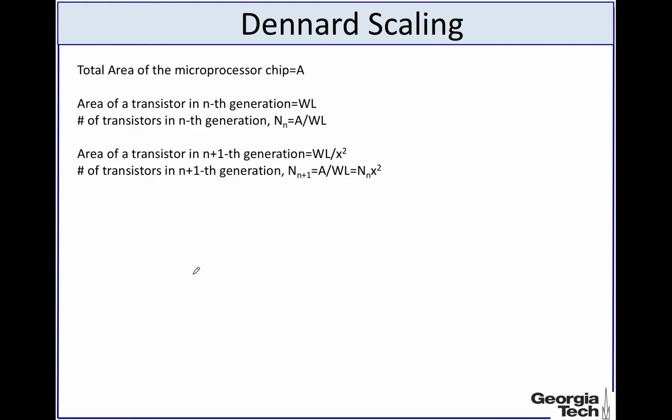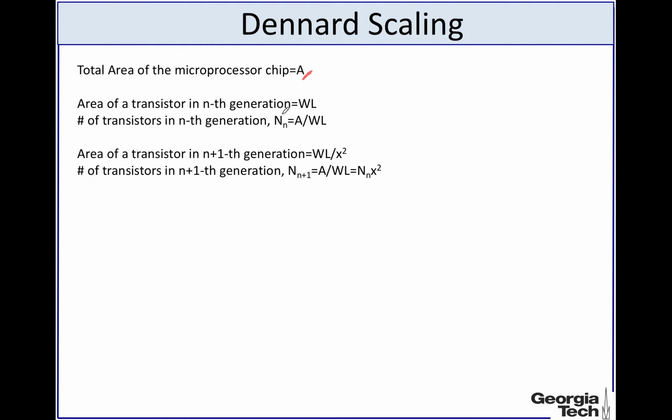Alright, so let's first look at what happens to the number of transistors as we scale down our devices. As we are scaling the devices, the total area of the microprocessor chip remains the same across generations. So A will remain the same. So first, in the nth generation, the width is W and the length is L. So the area of a transistor is WL.